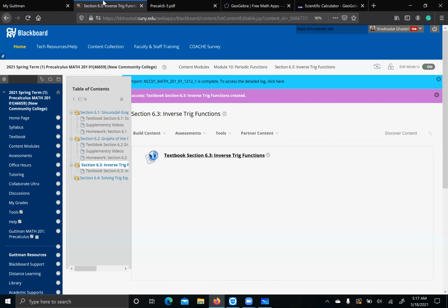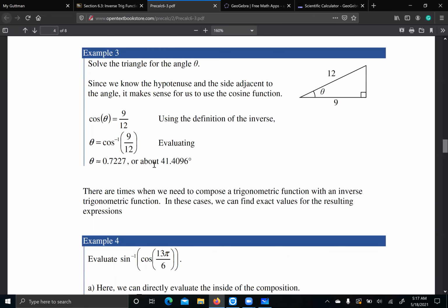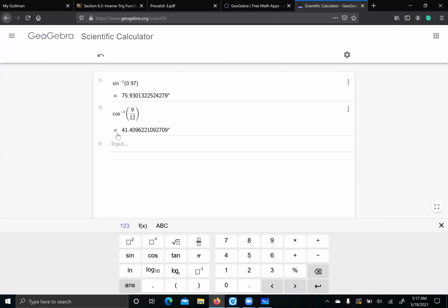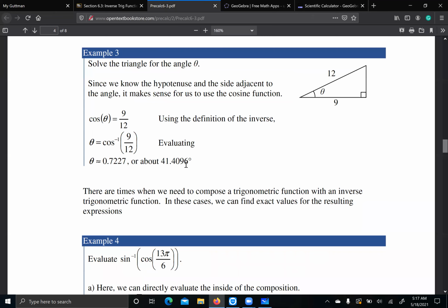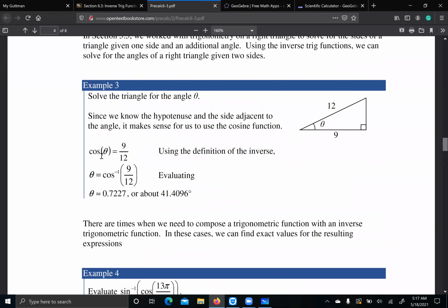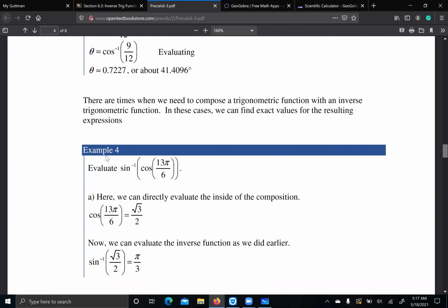Now, do you want it in degrees or in both of them? Okay, in degrees it is 41.41, and you can also find it in radians. So you see, that's one way to find theta. Once you have the output of the cosine function and you're looking for the input, just use the inverse function.